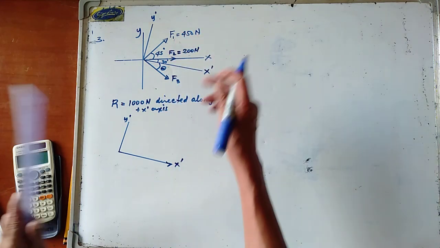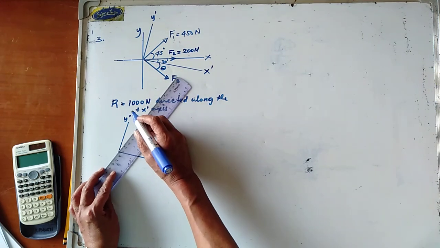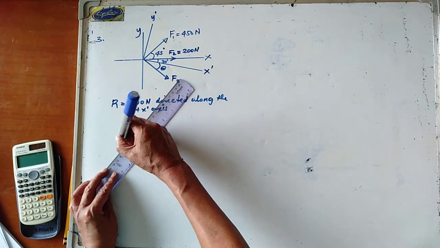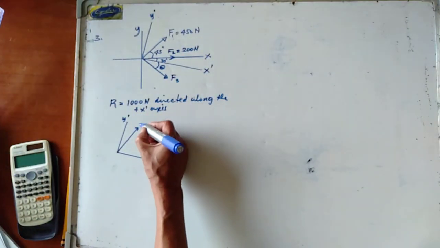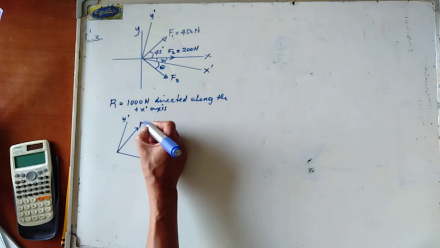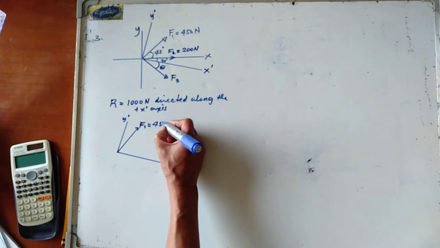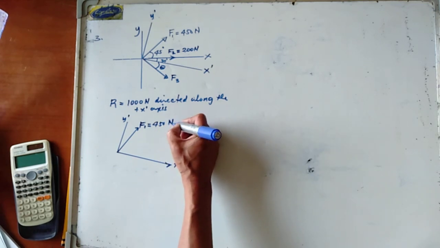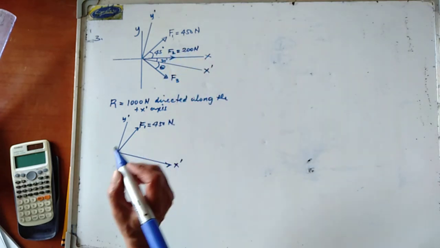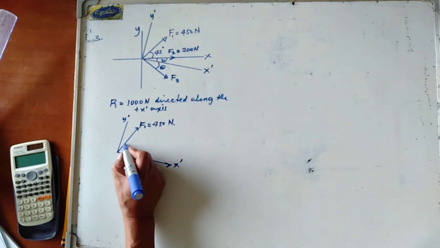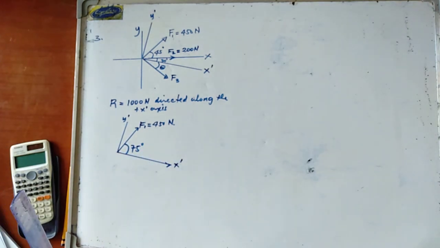So we have your F1 in here. And your F1 is now equal to 450 newtons. It makes an angle of 45 plus 30, so that is 75 degrees with x prime.